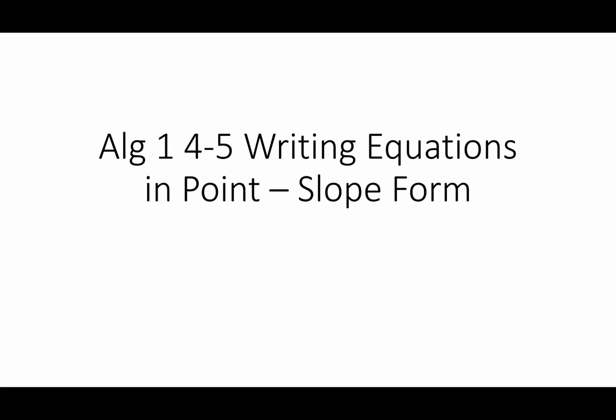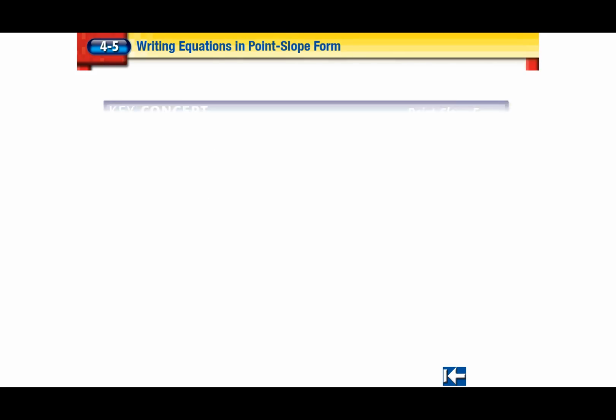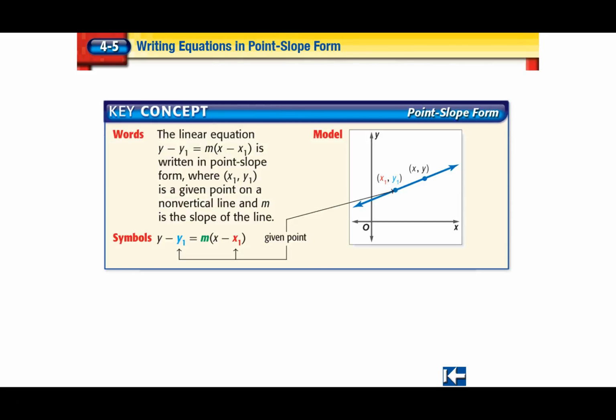We're at section 4.5, writing equations in point-slope form. Let's go. So the first question is, what is point-slope form? We've already learned what slope-intercept is. Now we're going to learn a second equation called point-slope form, and this is kind of useful in certain situations. So this would be a linear equation of y minus y1 equals m, the slope, and then x minus x1.